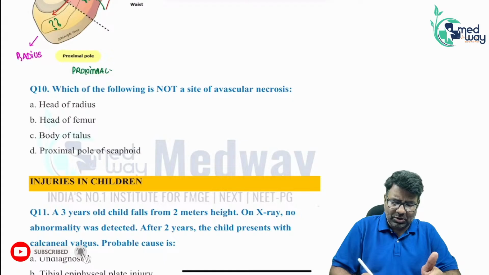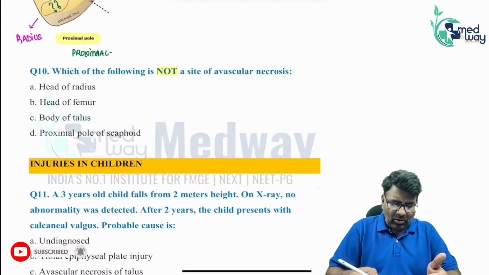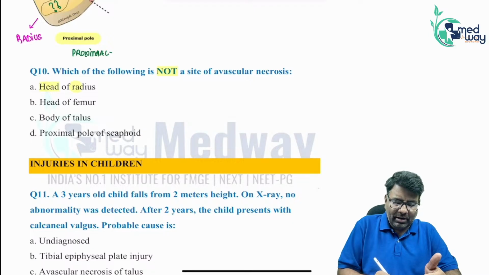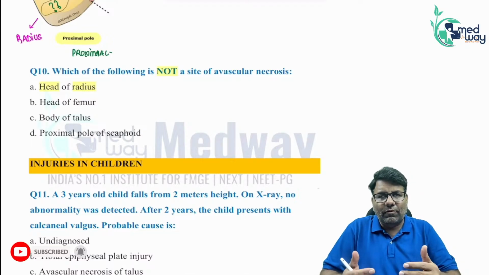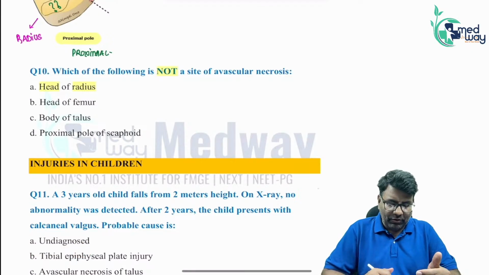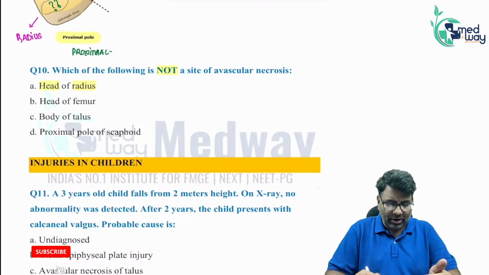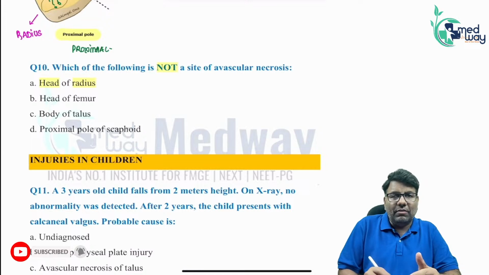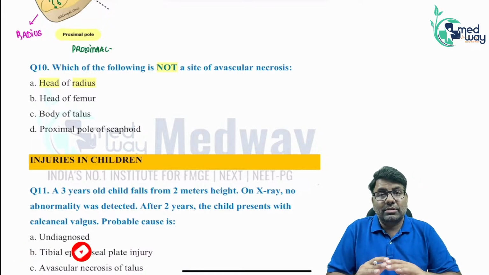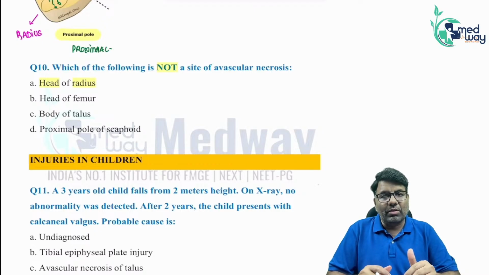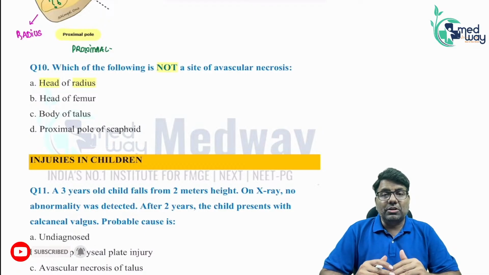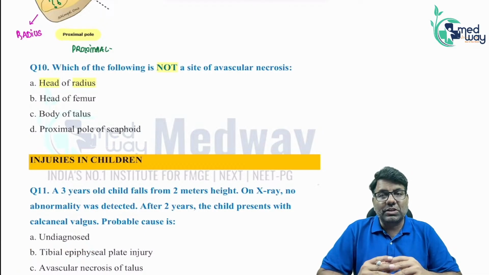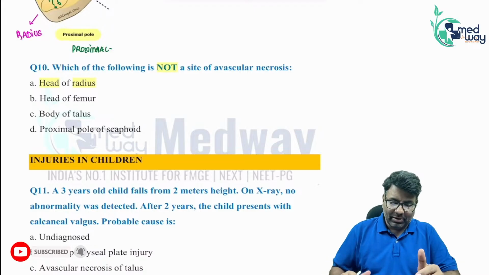So if someone asks you which is not a site of AVN, I think all of you can answer easily. It is the head of radius. There is no concept of arterial blood flow which is compromised because of fracture. So head of femur, body of talus, and proximal scaphoid. Right? And you should know the area which will undergo necrosis, and you should also know the site of the fracture. So head of femur will undergo AVN if there is fracture through the neck of femur. Body of talus will undergo AVN if there is fracture through the neck of talus. And proximal pole of scaphoid will undergo AVN if there is fracture through the waist of scaphoid. Right? So please remember that.